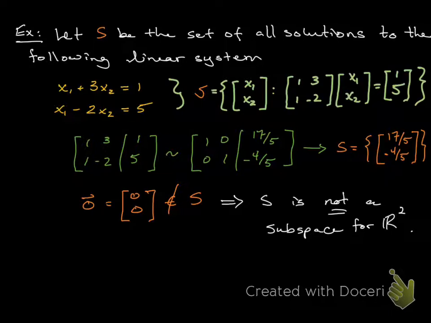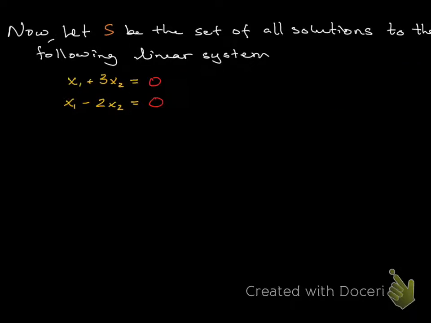I'll change the example just a little bit to show you what happens in a slightly different situation and also to incorporate a new idea or two. So I changed my problem just a bit. Now let S be the set of all solutions to the following system. The set S is defined in a very similar way, but my system now is x1 plus 3x2 equals 0 and x1 minus 2x2 equals 0. So this is a homogeneous system, whereas the previous had a specific b vector on that right-hand side.